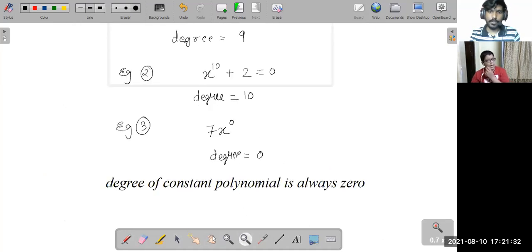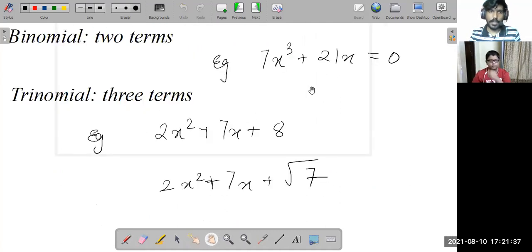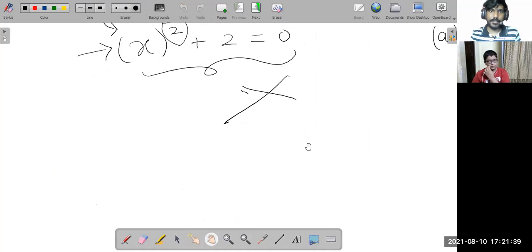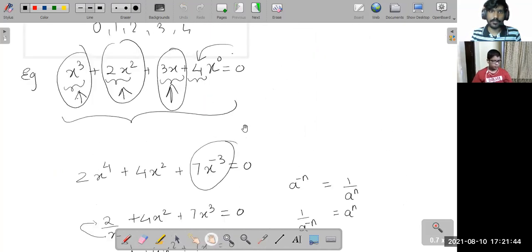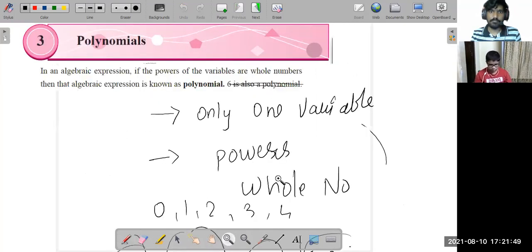Are you sitting with a notebook? Yes, sir. Did you write the definition of polynomial in the last class that I had given? Have you written this? Write it down. Yes, sir. Write down the definition of polynomial first. See on the screen now. Write it down in your notebook.